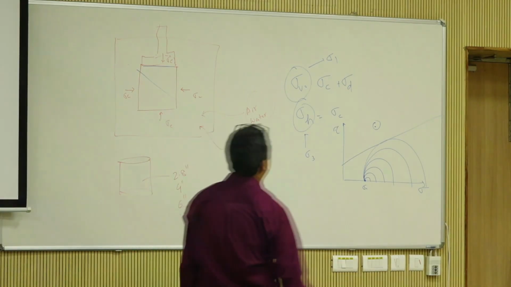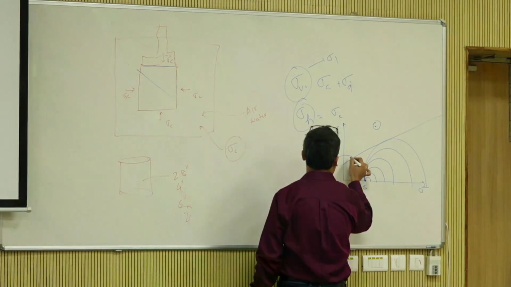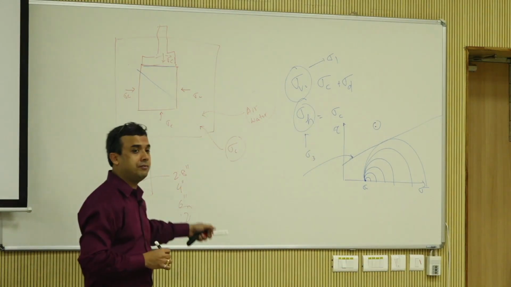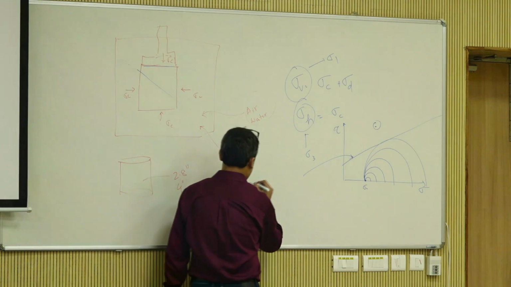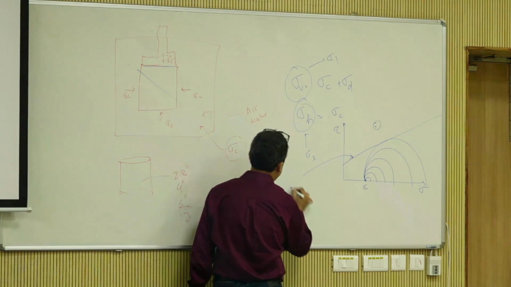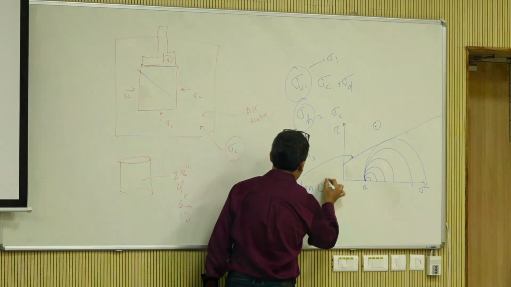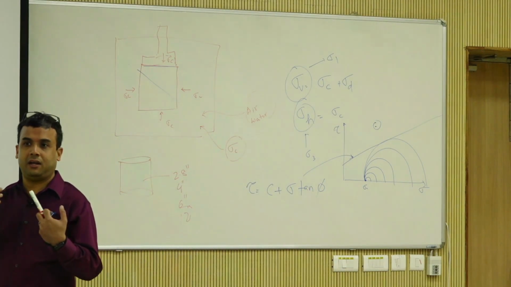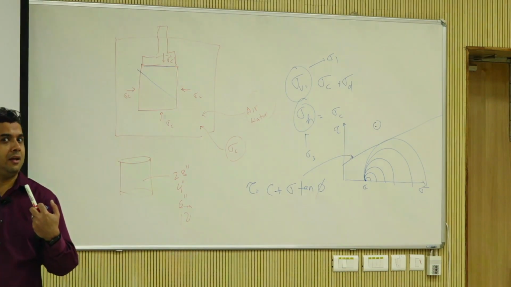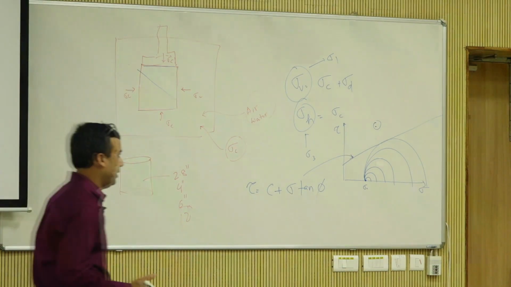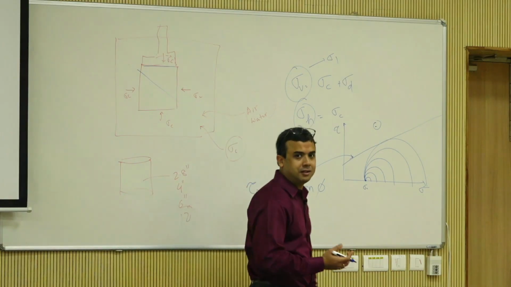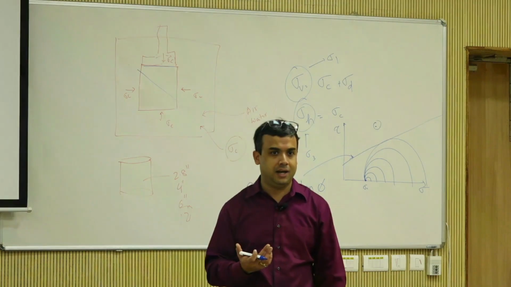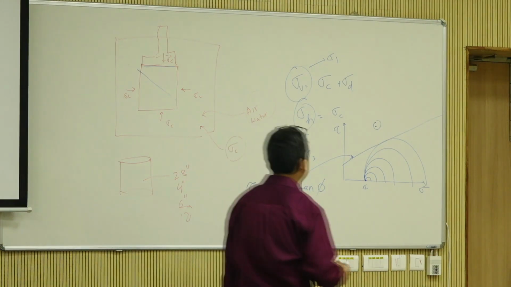What is the most common one that we use? What is this called? What kind of failure envelope? Mohr Coulomb, right? C plus sigma tangent of phi, right? C is the cohesion. I like to call it apparent cohesion because not all materials have cohesion, right? But that's the reason there is a linear.